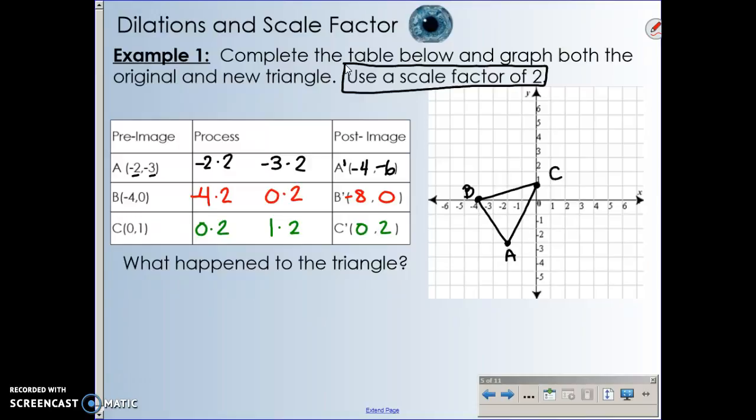So -4, -6 is down here. Make sure you label it A prime. -8, 0 kind of goes off the graph, but we can still label it there. And then C prime. Again, notice everything has a letter and possibly a prime symbol.